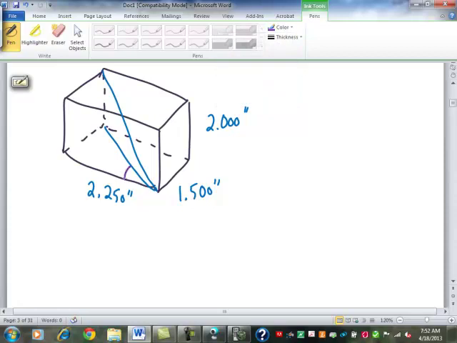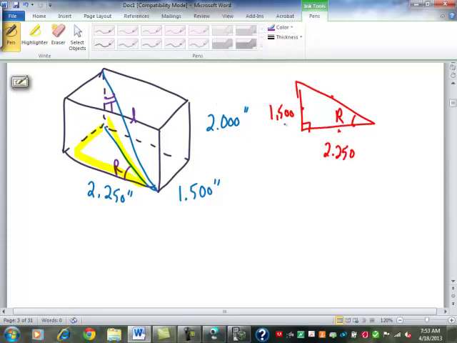I want to find R, T, and L. Doesn't really matter which one I find first, but it's probably pretty simple to find R first off of that triangle. If I draw that right triangle and this is R, what dimensions do I know? Do I know this side? No, I could find it if I wanted to, but I don't need to. Do I know this one? Yeah, it is 1.5. Do I know this one? 2.25.